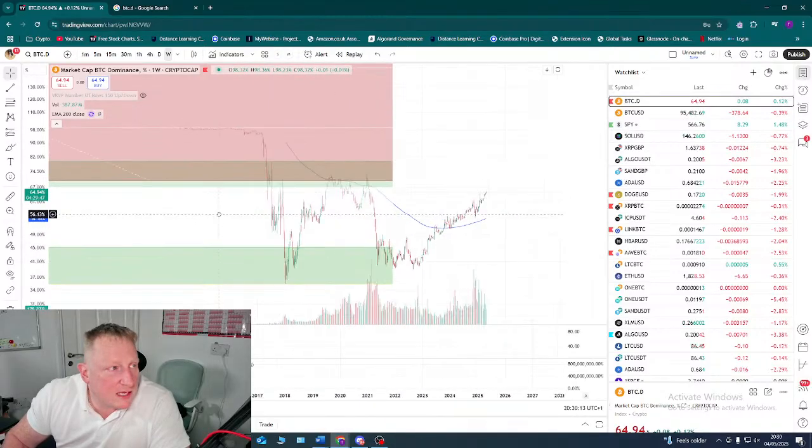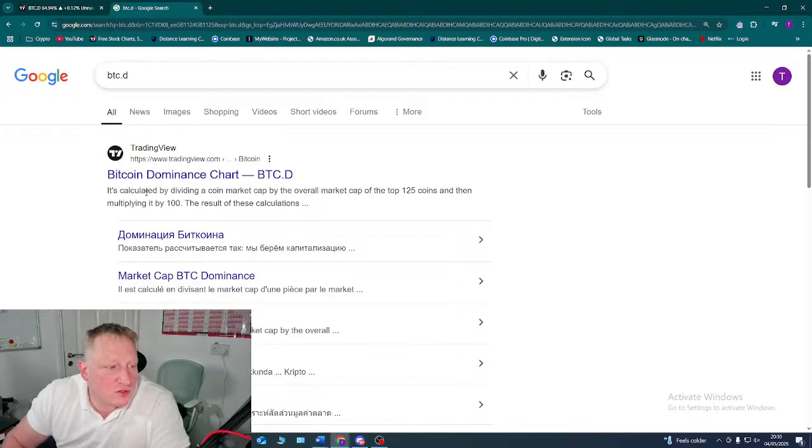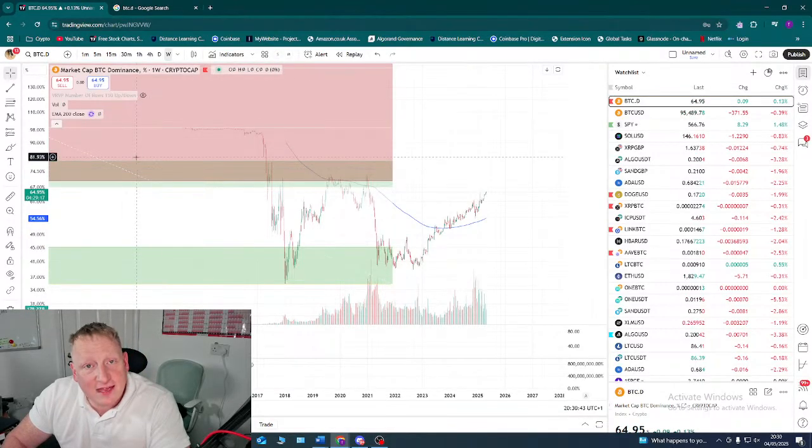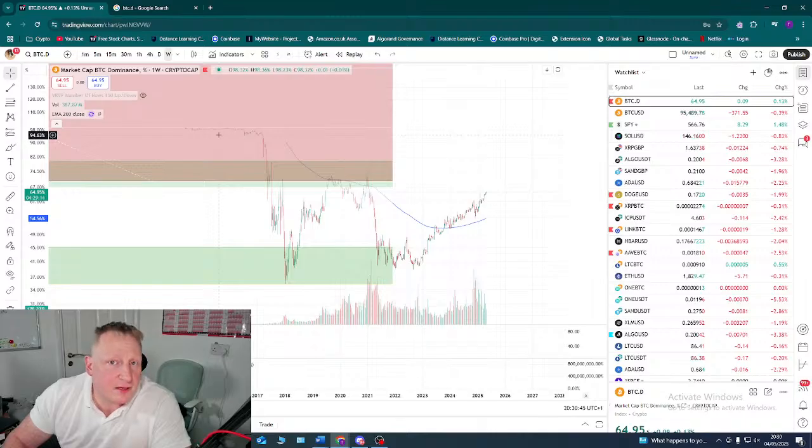So the Bitcoin dominance is the top 25 altcoins by market cap. So they get all of them, they add up the market cap of each coin, and once they've added it, it's calculated by dividing a coin's market cap by the overall market cap of the top 125 tokens, and then multiplying it by 100. So they find the mean, and that's what they do. They compare that then with the market cap of Bitcoin, and then trade off of each other as to which one's doing the better.